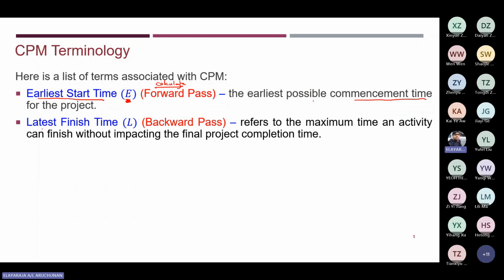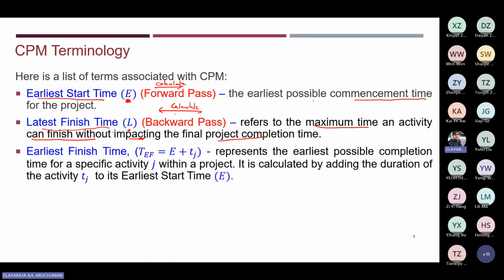Second is the latest finishing time. Usually the latest finishing time is calculated backward from your network. It also refers to the maximum time an activity can take to finish without impacting the final project completion time. So now you already know that the earliest time and then the latest finishing time come after the following project. You need to calculate based on that.